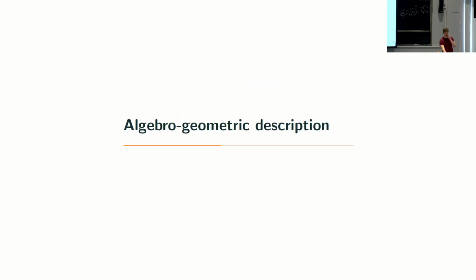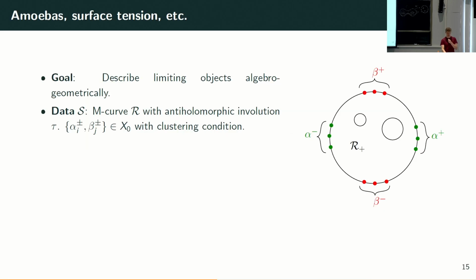Okay, I'm going to move on now. This was the definition and some properties of the weights. Now, what we want to do is, again, we start with this data that we use to define the weights, but we want to define the algebraic geometric objects that are then used to make predictions of the dimer model.